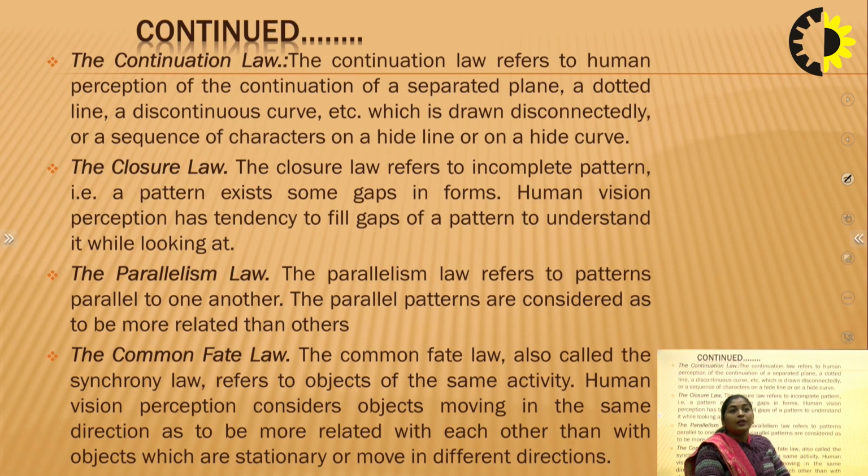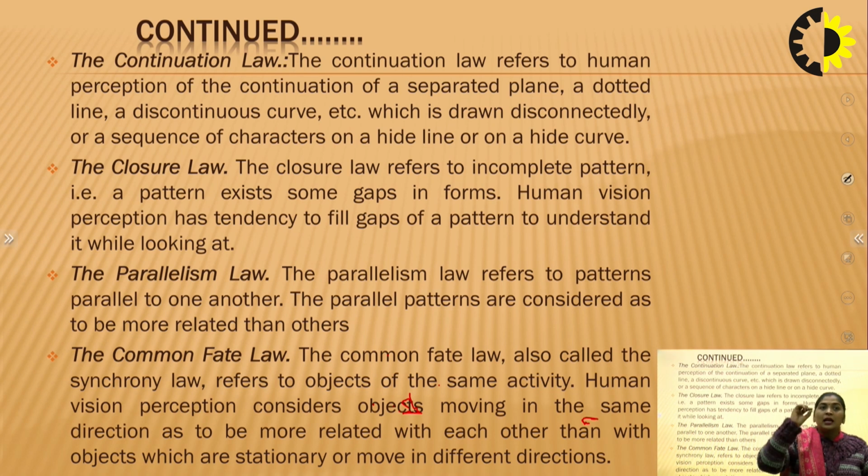Now, next is the continuation law. The continuation law refers to human perception of continuation of a separate plane, a dotted line, a discontinuous curve, etc., which is drawn disconnectedly, or a sequence of characters on a line or a curve. So basically, continuation law is about continuity. Suppose we are drawing a graph and there is a straight line, but after some distance or at regular intervals, a dotted line comes. That is not a continuation. If there are dotted lines, they are not in a continuation.